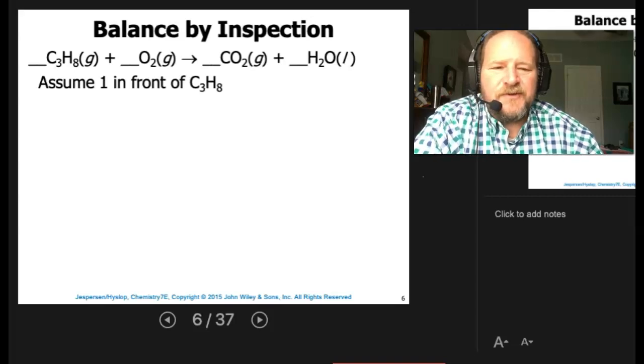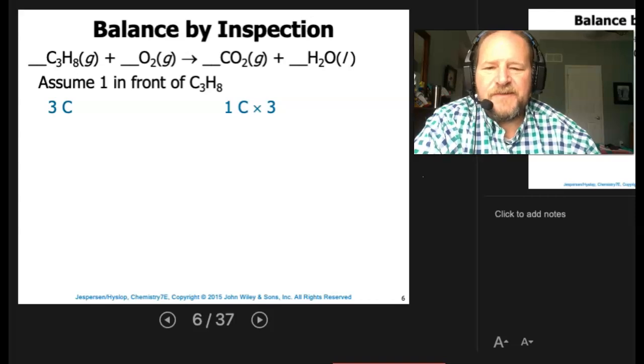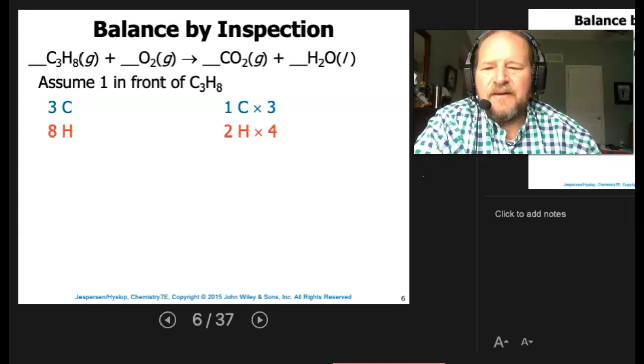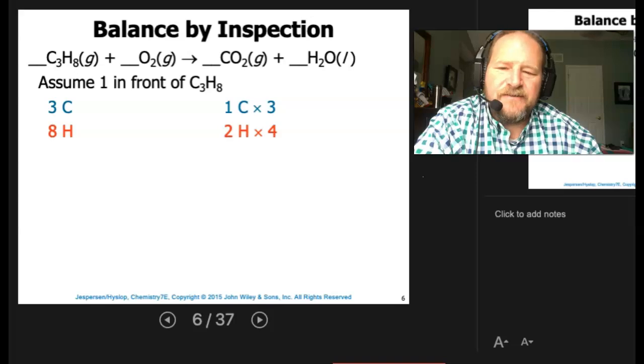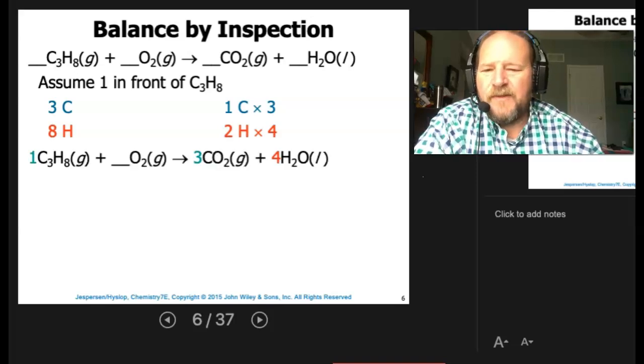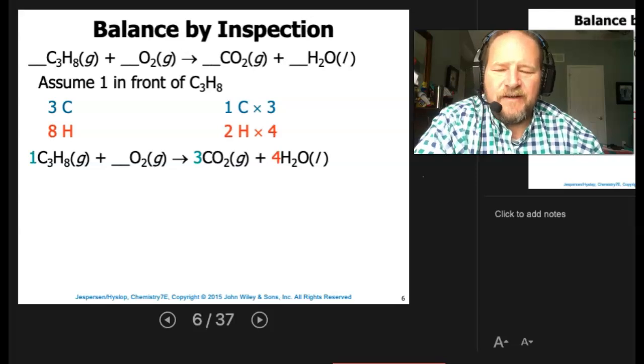First thing you're going to do is assume there's a 1 in front of the C3H8. So you have 3 carbons, which means we need 3 carbons on this side. We have 8 hydrogens, which means we're going to need 2 times 4, 8 hydrogens on that side. So we're going to start with a 1 there. We're going to put a 3 and a 4 in to those two.